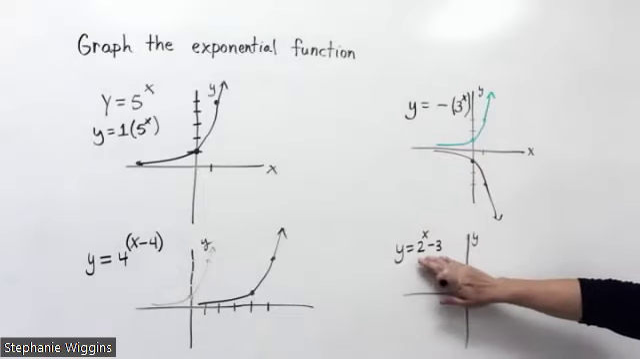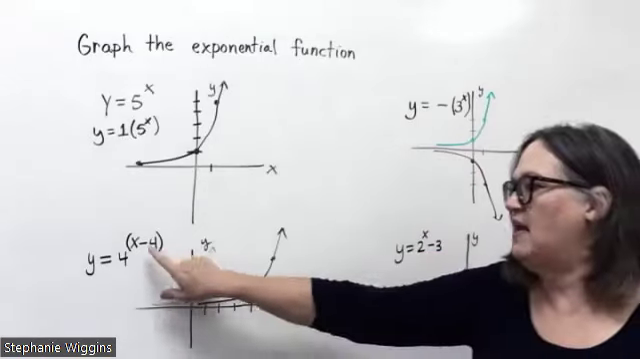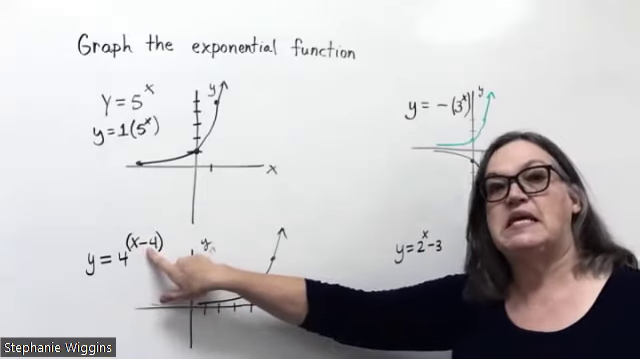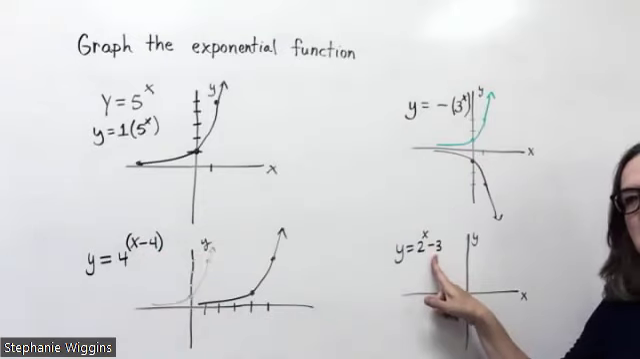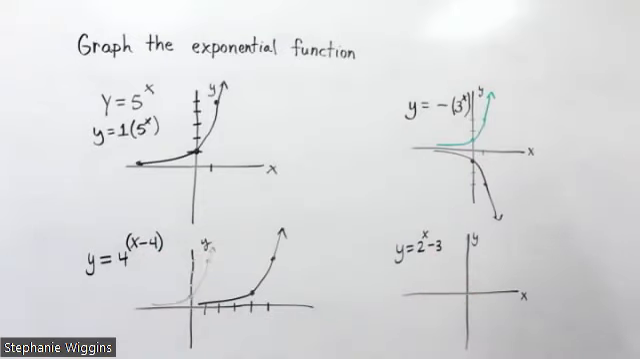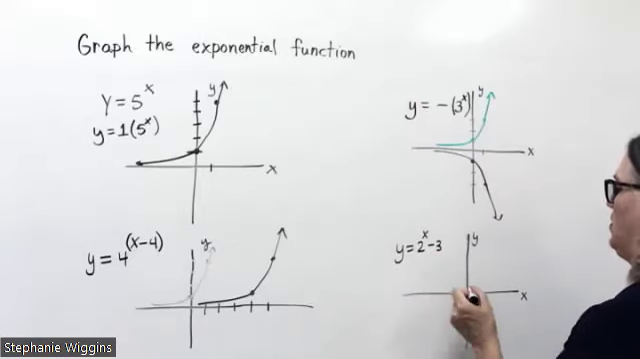Finally, we have a function 2 to the x that's been shifted down 3. Notice that in this graph, the negative 4 is in the exponent. That means it's inside the function. And here, the negative 3 is on the outside of the function. So this shift was to the right 4 units. This one's going to be down 3 units.